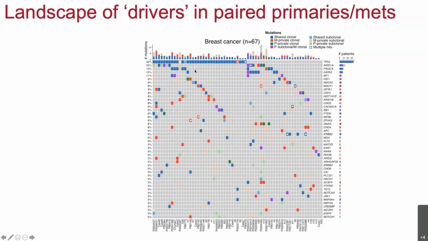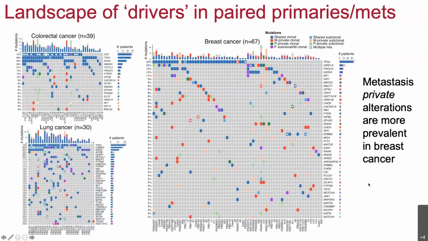But what I want to point out here is that actually there's quite a bit of metastasis-specific events that you see on this landscape plot. And in fact, it's far more so than we tend to see in colorectal cancer and in lung cancer. And the colorectal cancer cohort includes some of the samples that I described in the previous study. Obviously, we've expanded on that, but again, consistent with what we observed there, in colorectal cancer, there's a ton of sharing of these mutations, and they tend to be truncal, so they're clonal.